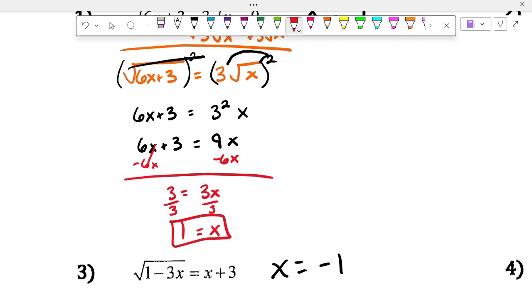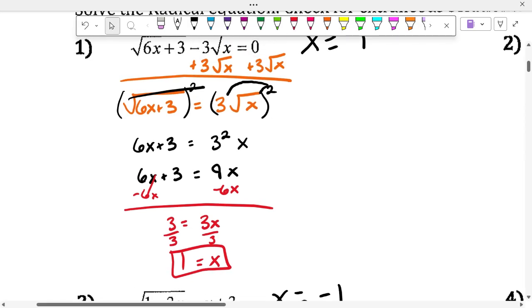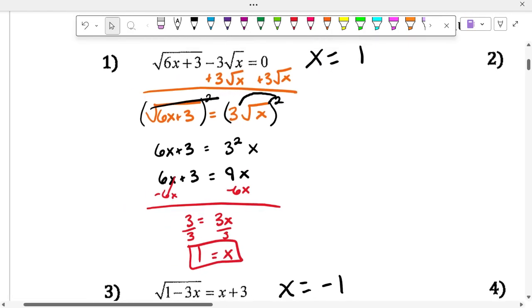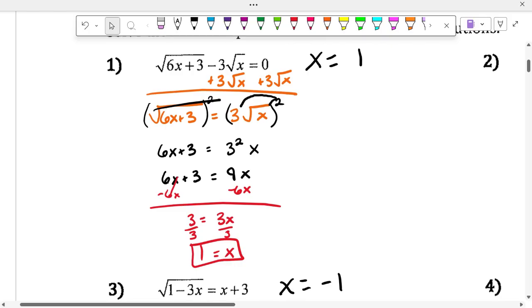And remember, you need to check for extraneous solutions, meaning it's a solution that even though you got it, it doesn't make the statement true. So if I do a quick plug in back in, 6 times 1 is 6, plus 3 is 9. Square root of 9 is 3, times square root of 1 is 1, times negative 3, that's negative 3, so that's 3 minus 3, which is 0. So it works.